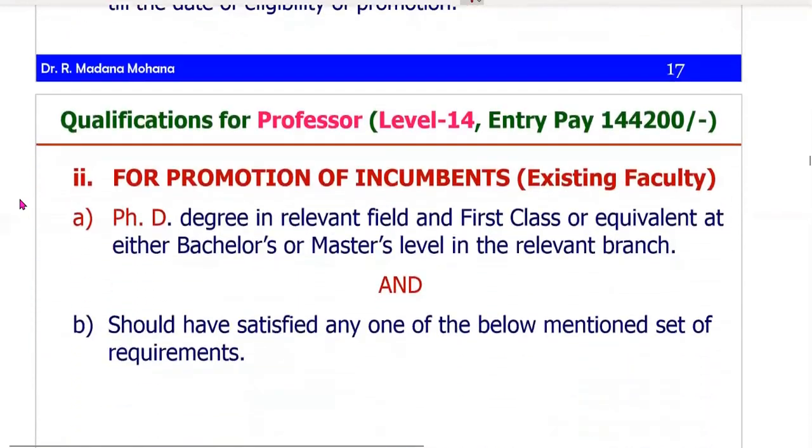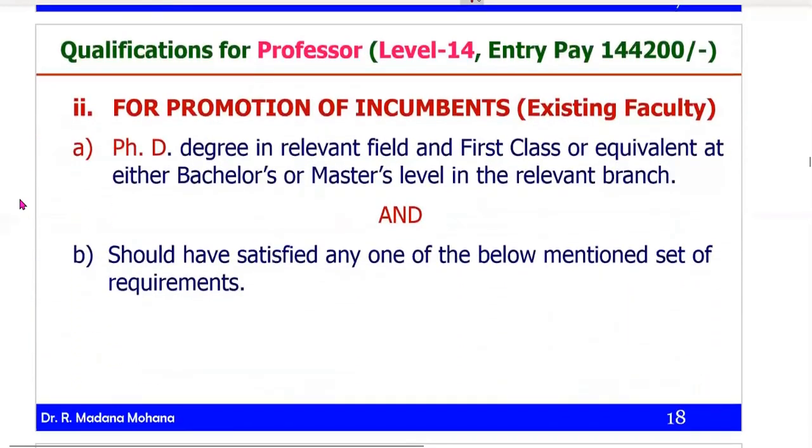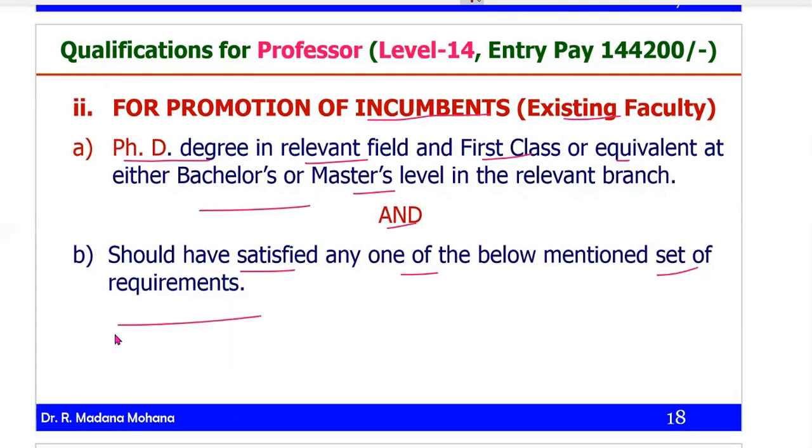So then here also through promotion, associate professor to professor. So for a promotion of incumbents, that is existing position to professor. So here also PhD degree is a must in the relevant field, and first class or equivalent at either bachelor's or master's level, and should have satisfied any one of the below mentioned set of requirements. For direct recruitment, there are no set of requirements, only for promotion of incumbents.